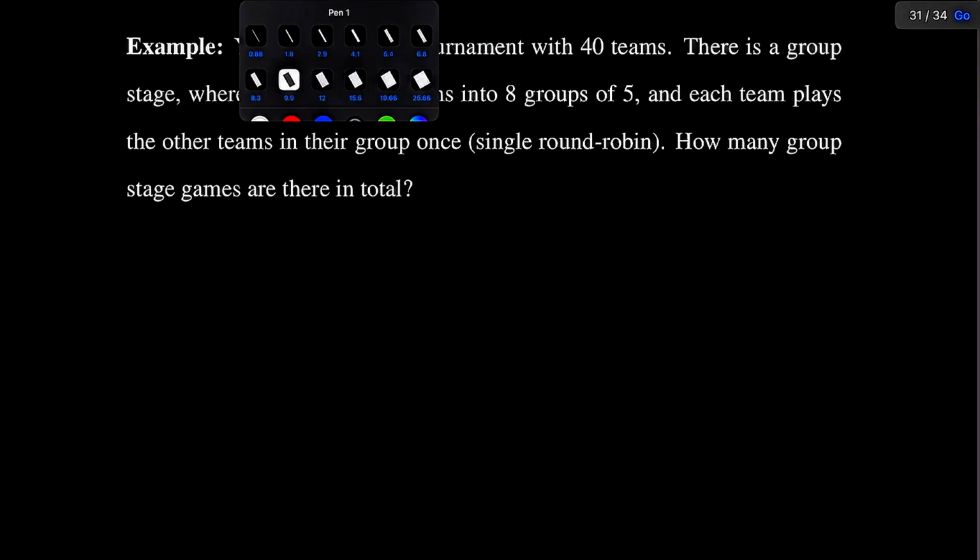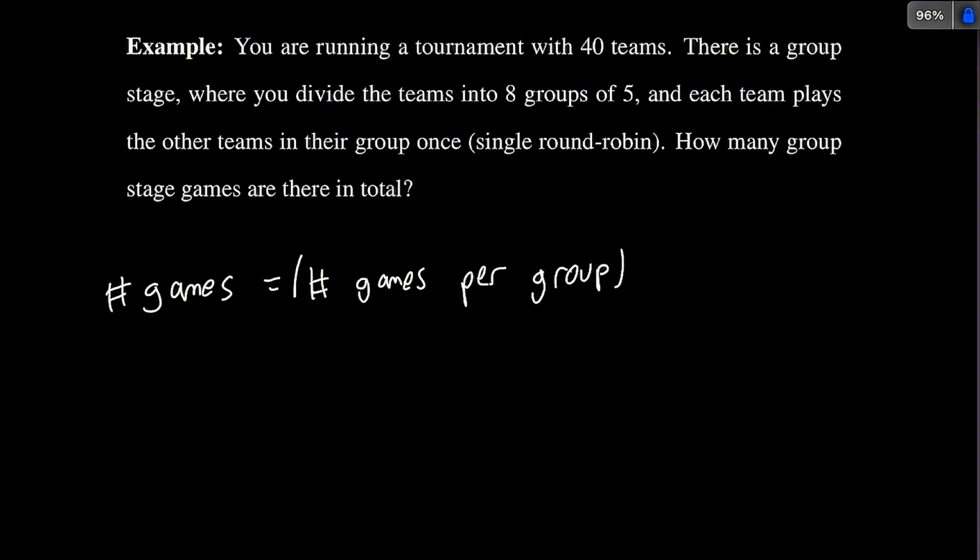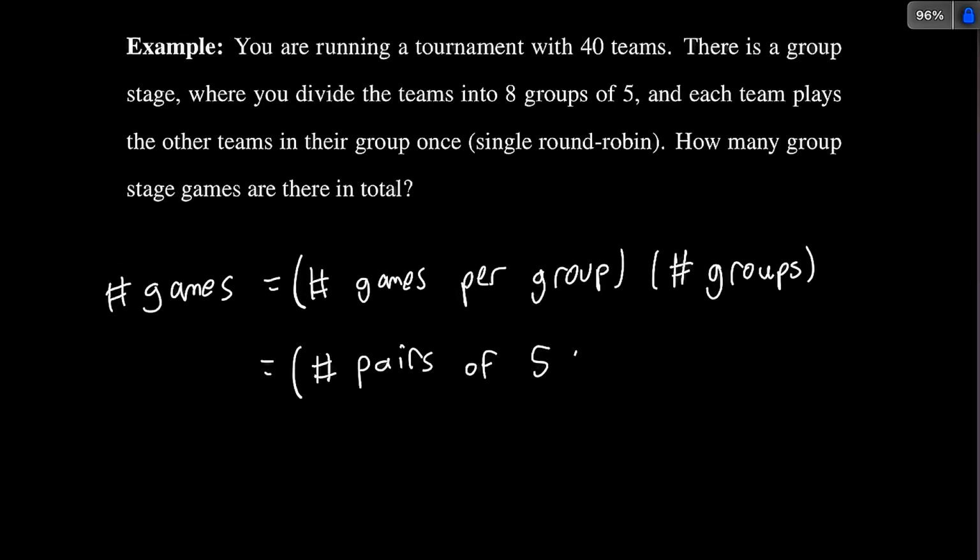Okay, well, the number of games. Well, each group has the same number of games, right? So this is just the number of games per group times the number of groups. But each game is really just a pairing of 2 teams, right? So the number of games per group is just the number of pairs of 5 teams, right? And the number of groups is just 8.